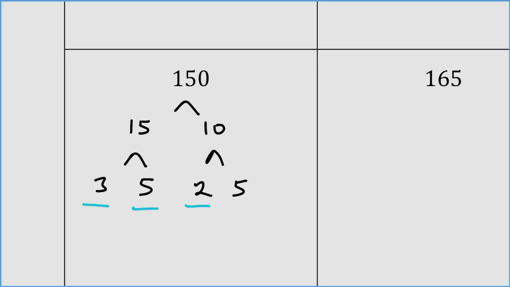150 ends in a 0, so I'm going to go with 15 and 10. The 15 can be broken down into a 3 and a 5, and the 10 can be broken down into a 2 and a 5. So here are the prime numbers. We have a 2, we have a 3, and we have 2 5s, so 5 squared.